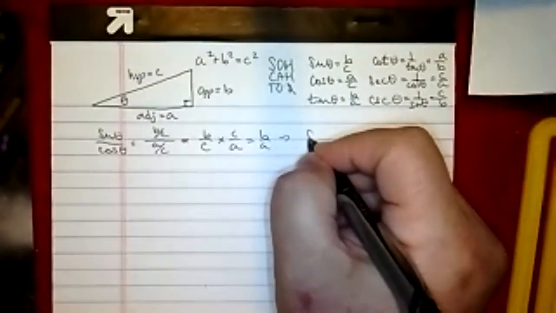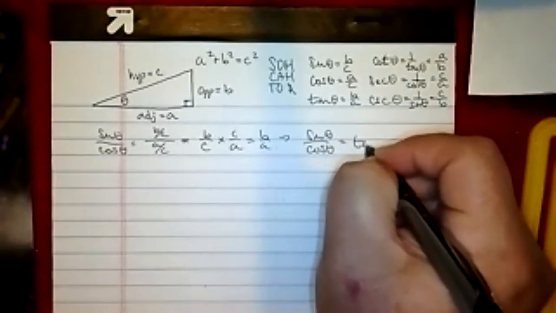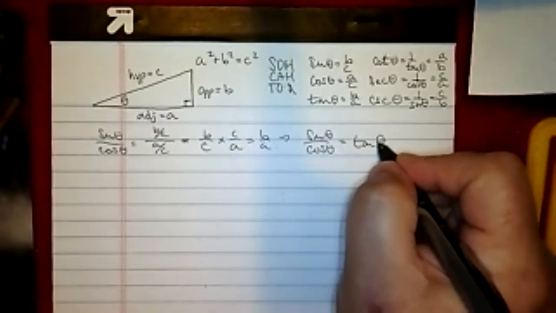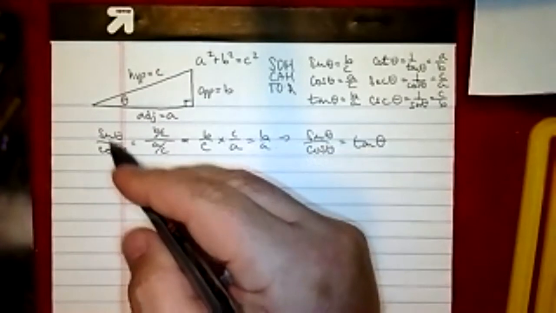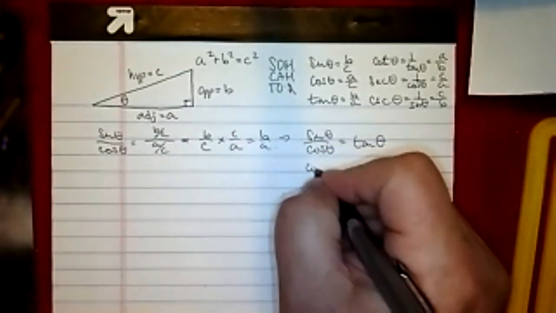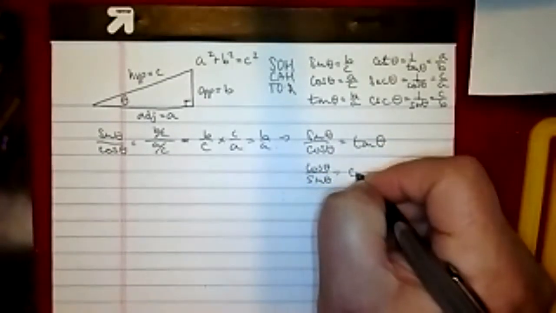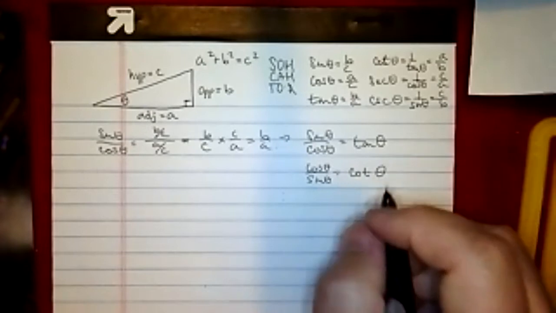So we now know that sine theta over cosine theta is equal to tangent theta. We used that to graph tangent in the last video. Of course, you can also see that if you divide cosine by sine, you're going to get cotangent theta. So there's a couple more identities, and we've now got those.